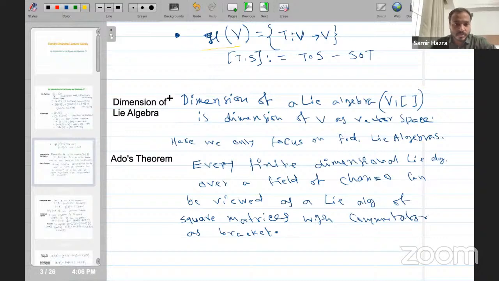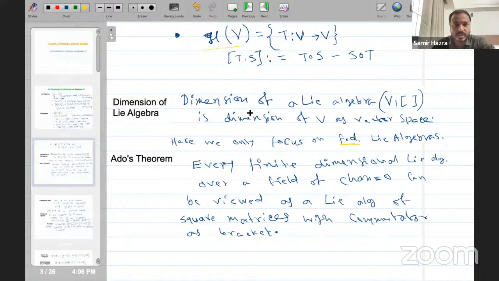Well, if we talk about the dimension of a Lie algebra, then the dimension is nothing but the dimension of V as a vector space. So basically the dimension of the underlying vector space is also called the dimension of the Lie algebra. And basically all of our Lie algebras will be finite dimensional in our two lectures.